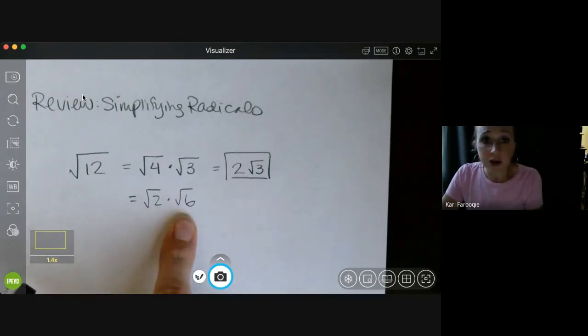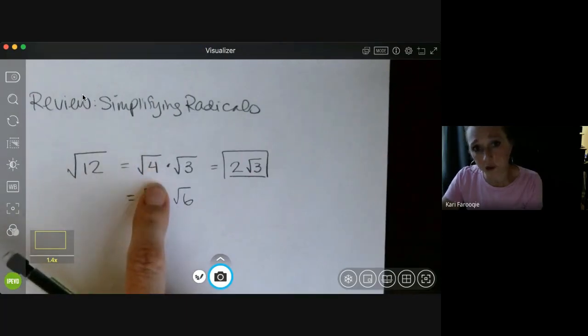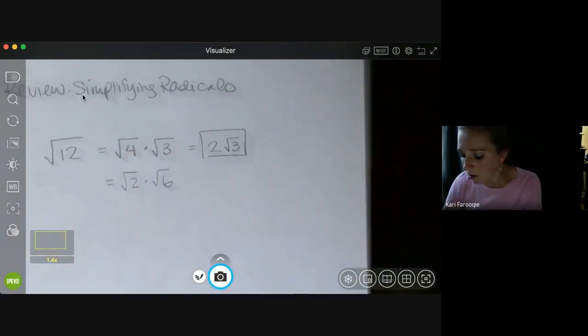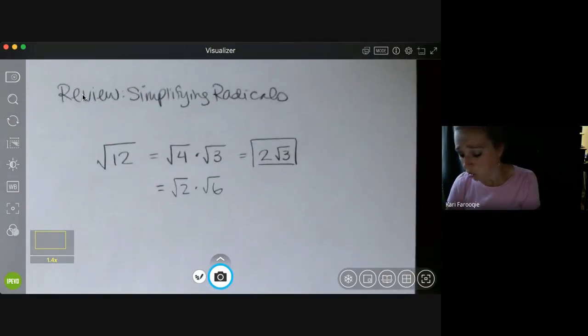6 is the same way. I can't find an integer such that when I multiply it by itself, I get 6. So if you break it up and you can't figure out how to simplify it, make sure that one of those factors is a perfect square. I also want to caution you to making sure that you pick the largest perfect square factor.